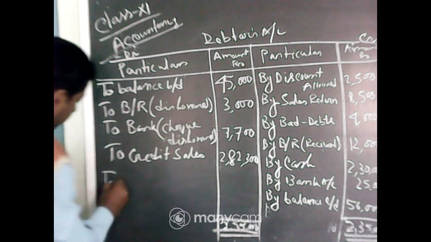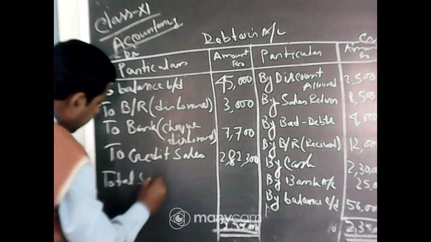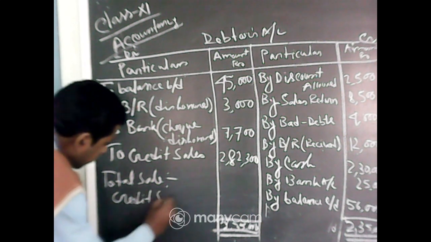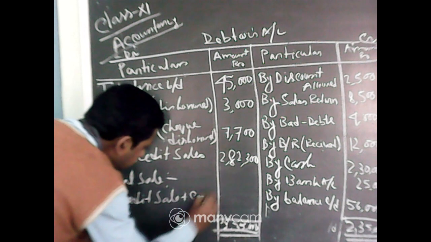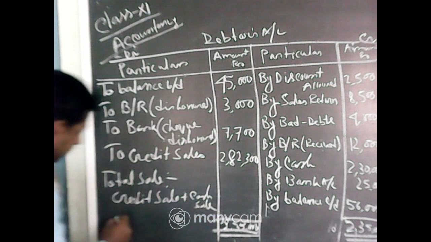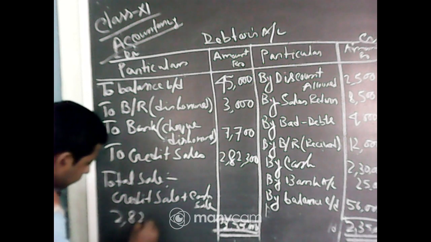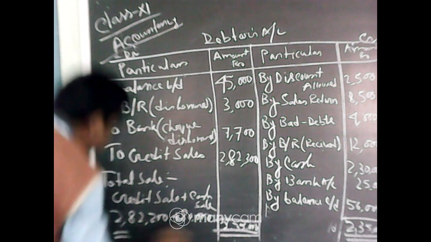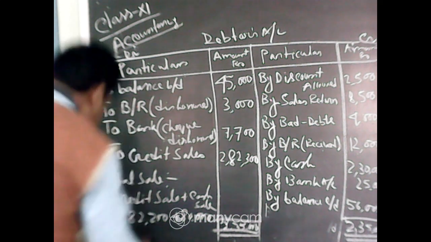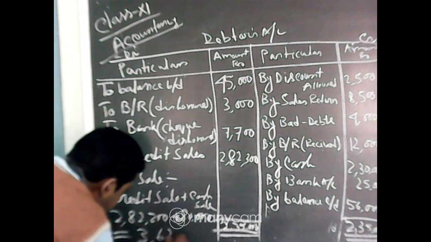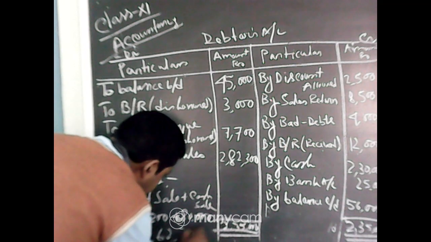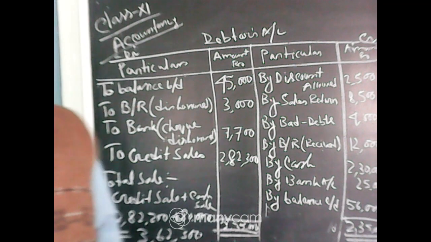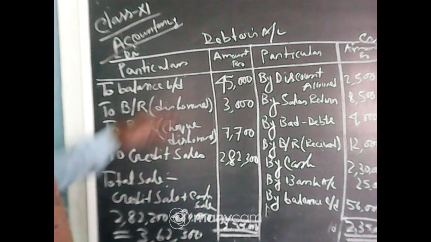From the question you can see there is a cash sale given, that is 80,000. So if they ask you total sales, you just add the credit sale and cash sale. Now what is the credit sale? 2,82,300 plus cash sale is 80,000. Now what is the total? Total is 3,62,300. Okay. So easily you can find out what is the total sales. That's the way you have to find out the credit sale and total sales also.